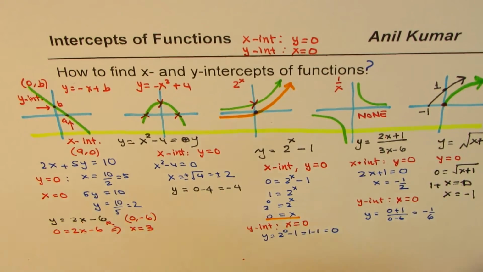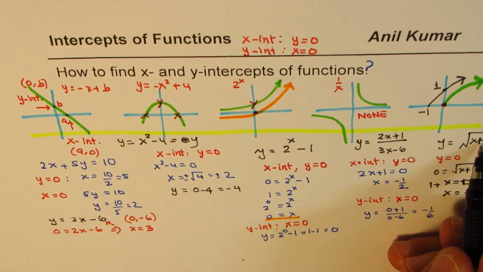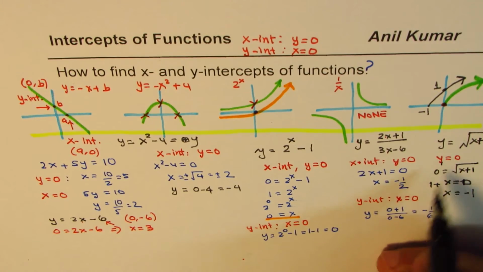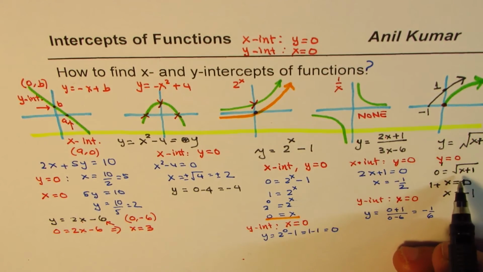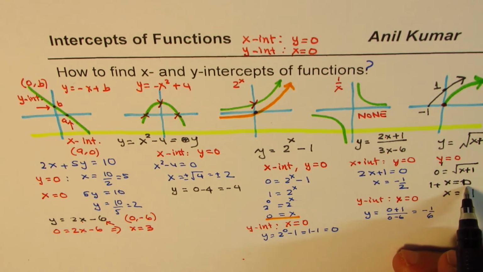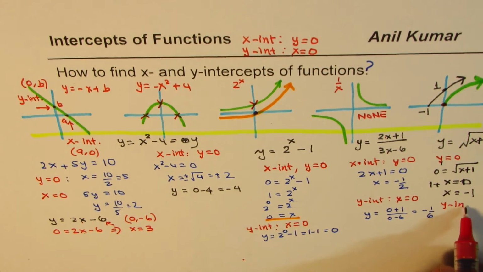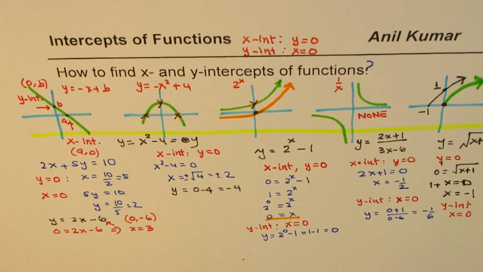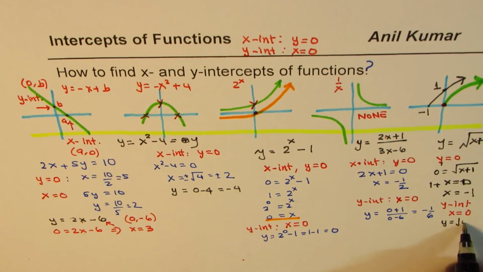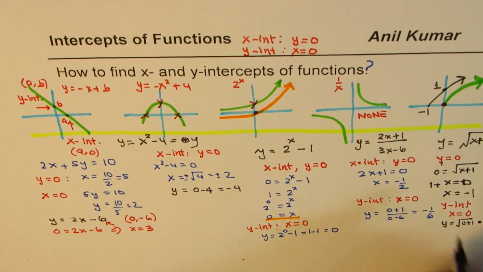Okay, so when you work with square root of x plus 1 as your function, to find the x-intercept, equate y to 0. In that case, 0 equals square root of x plus 1. Solving, we could square both sides. So 1 plus x is 0, or x equals minus 1. So at minus 1, we get the x-intercept. To find the y-intercept, what will you do? You will equate x equals 0, right? So if I write x equals 0 here, I get y equals square root of 0 plus 1, which is 1. So that point 1 is your y-intercept, right?